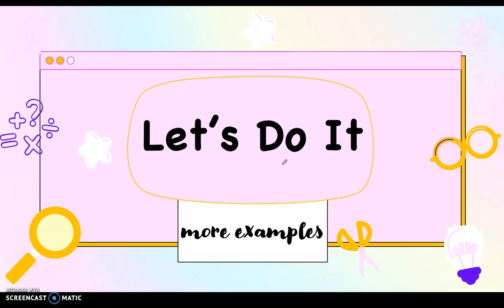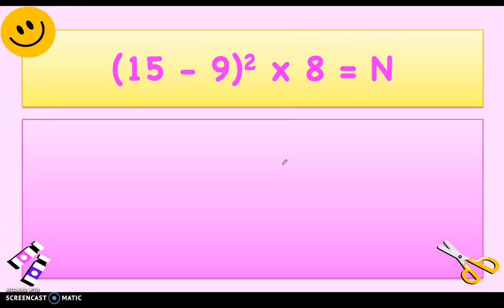Let's have more examples. We have here open parenthesis 15 minus 9 close parenthesis to the power of 2 times 8 equals n. So again, the rule here is the GEMDAS rule.